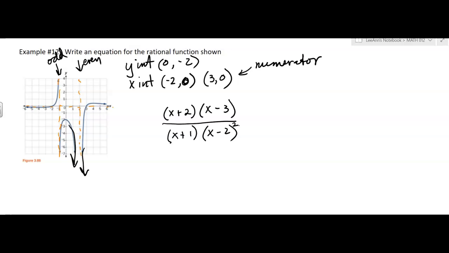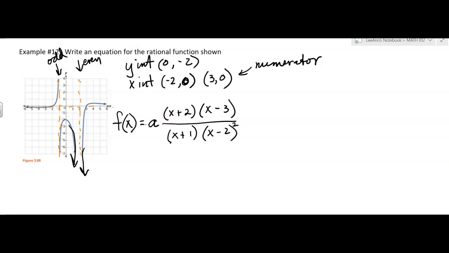The horizontal asymptote doesn't really tell us a lot. It tells us that the degree of the numerator has to be less than the degree of the denominator, and it is, so we're okay. The one thing that we don't know, though, is there could be some multiple here, some constant that we don't know about. So right now we have our function looking like that.